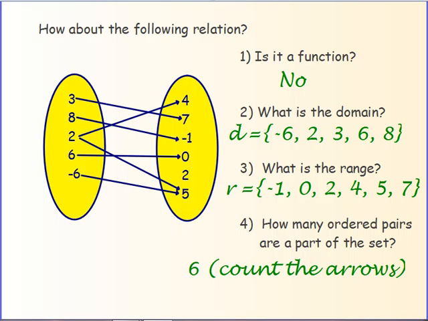How about the following one? Why is this not a function? These two arrows that come from the 2, being assigned to 4 and 5, make this not a function. The 2 arrows pointing to the 5 in the range absolutely have no bearing on whether this is a function or not.